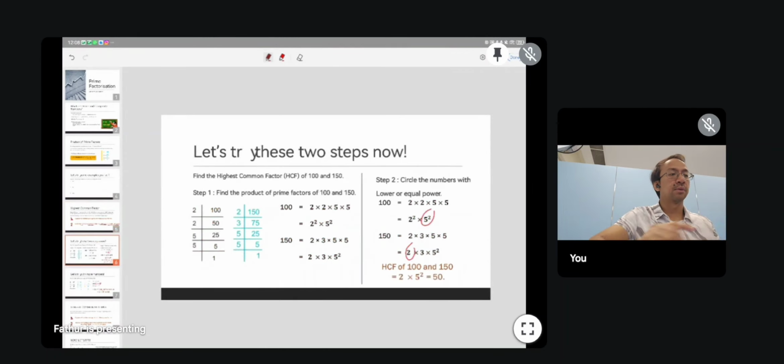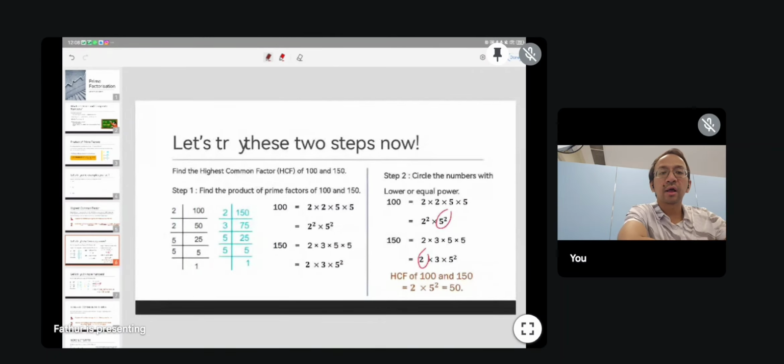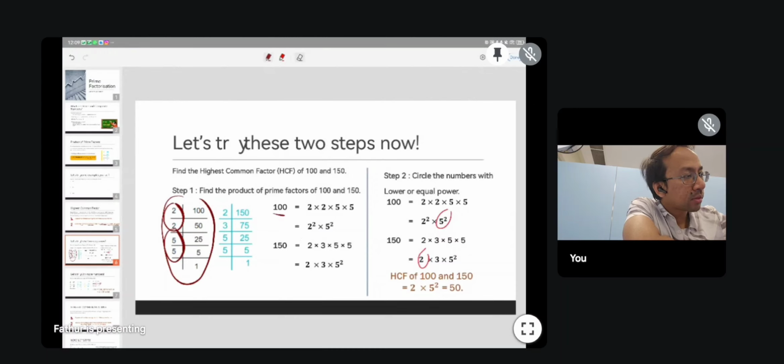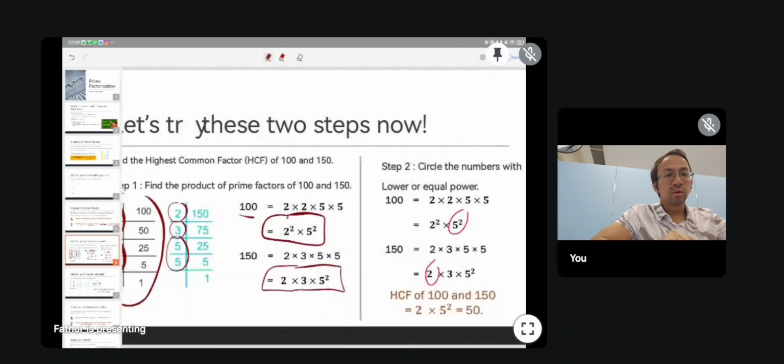So let's use an example. Highest common factor of 100 and 150. What's the first step? Express all numbers as a product of its prime factors, right? So both numbers 100 and 150, express them as a product of their prime factors. So 100, same thing as well. Use your ladder method. You'll have 2 to the power of 2 times 5 to the power of 2. So you get this part, right? The same thing goes for 150. I get 2 times 3 times 5 to the power of 2. Okay? So, step 2. Circle the common numbers with the lower power.